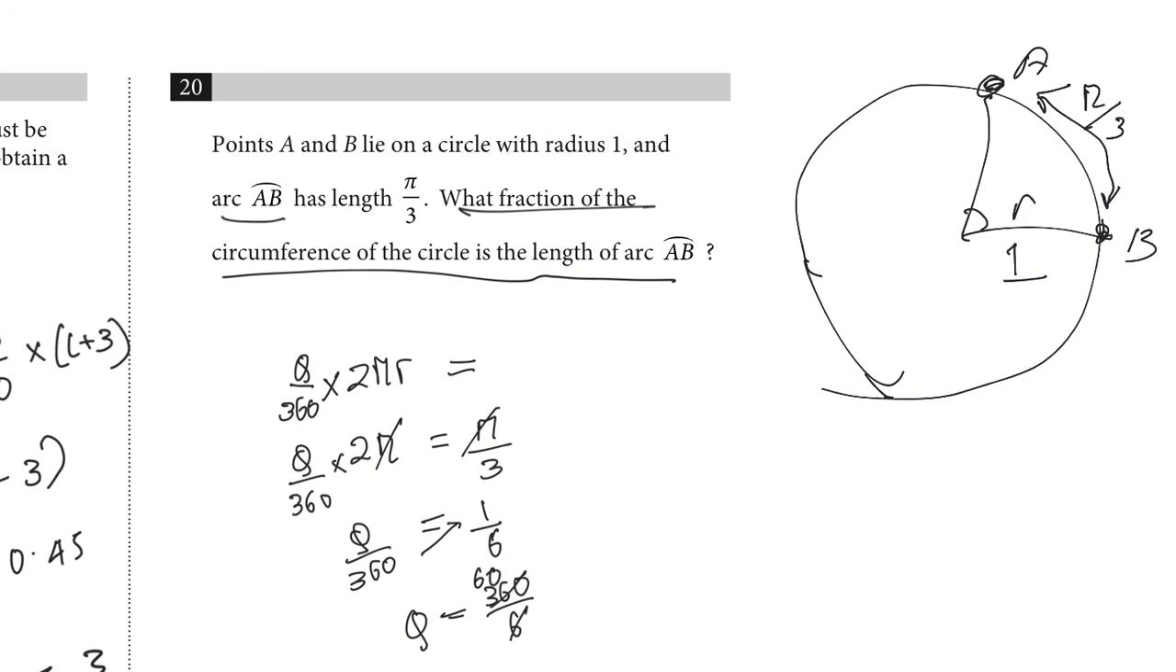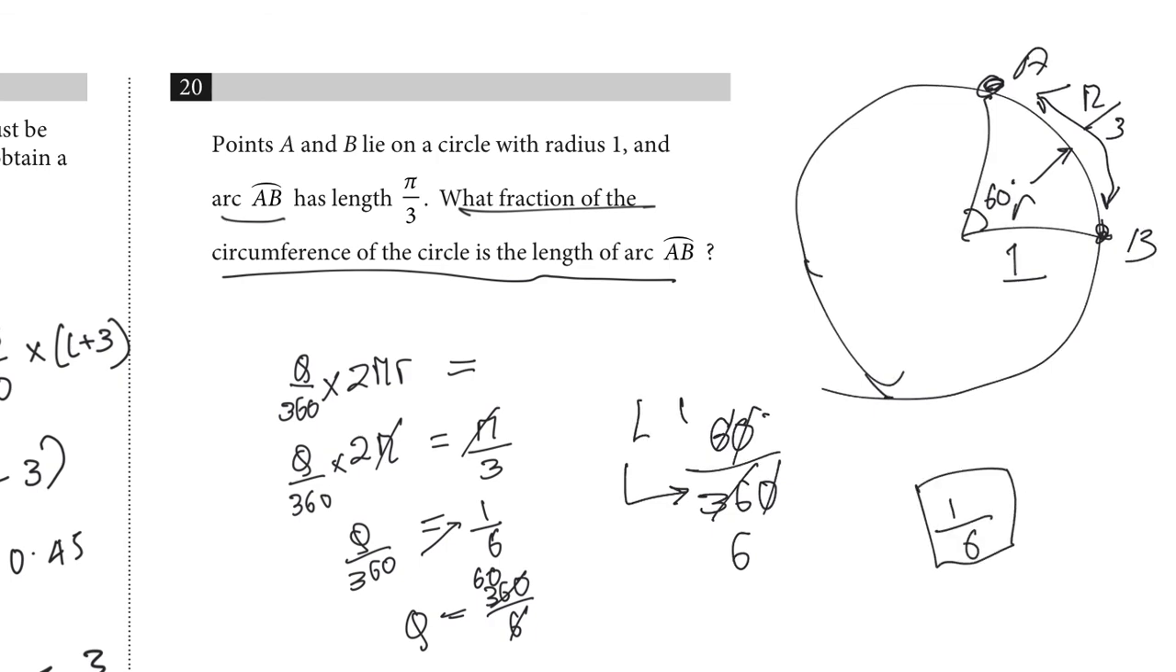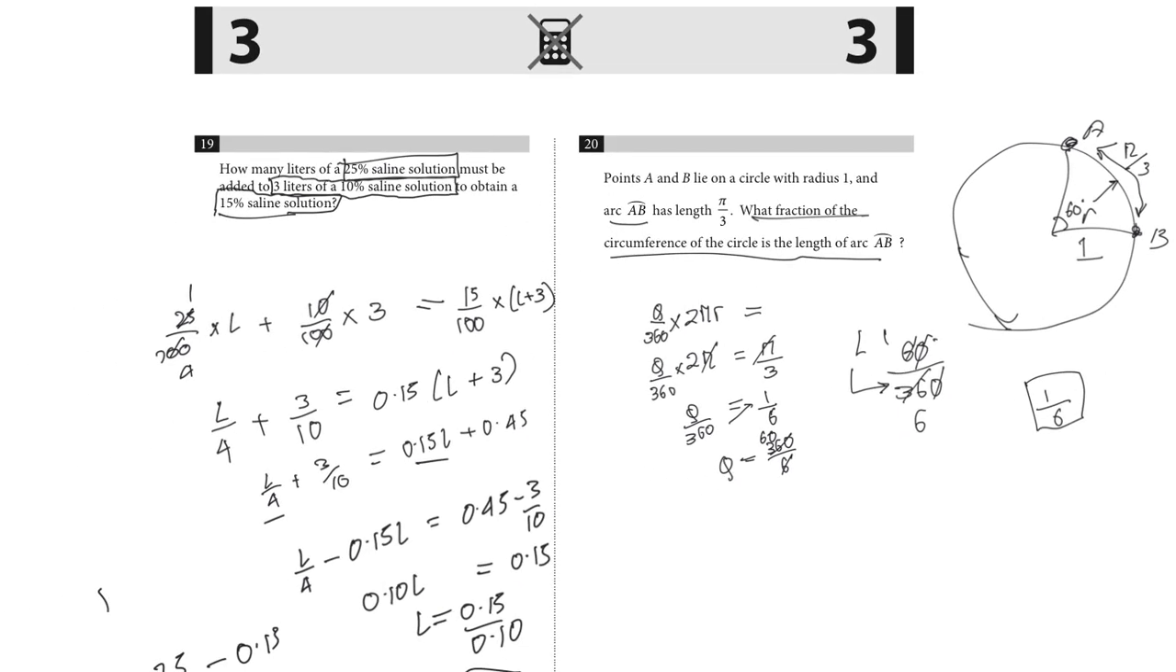So if this is 60 degrees, this arc directly corresponds to that. So 60 by 360 should be 1 by 6. Now, what fraction of the circumference? Yeah, it should be 1 by 6. Just make sure you have the fractions in correct order. 1 by 6, not 6 by 1. All right.